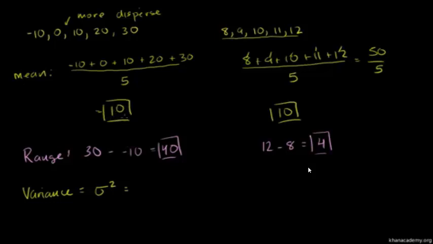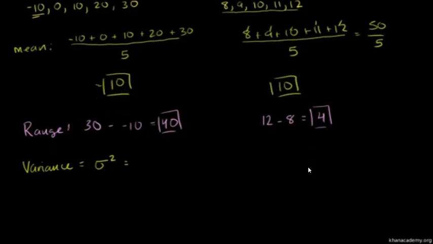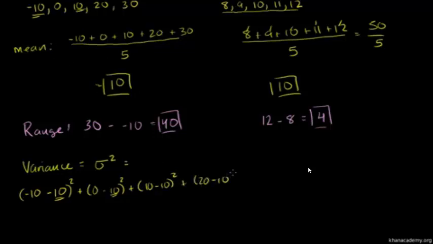So remember, the mean here is 10. So I take the first data point, negative 10. From that, I'm going to subtract our mean, and I'm going to square that. So I just found the difference from that first data point to the mean and squared it. And that's essentially to make it positive. Plus the second data point, 0 minus 10, the mean, squared. This is that 10 right there. Plus 10 minus 10 squared. That's the middle 10 right there. Plus 20 minus 10, that's 20 squared, plus 30 minus 10 squared.